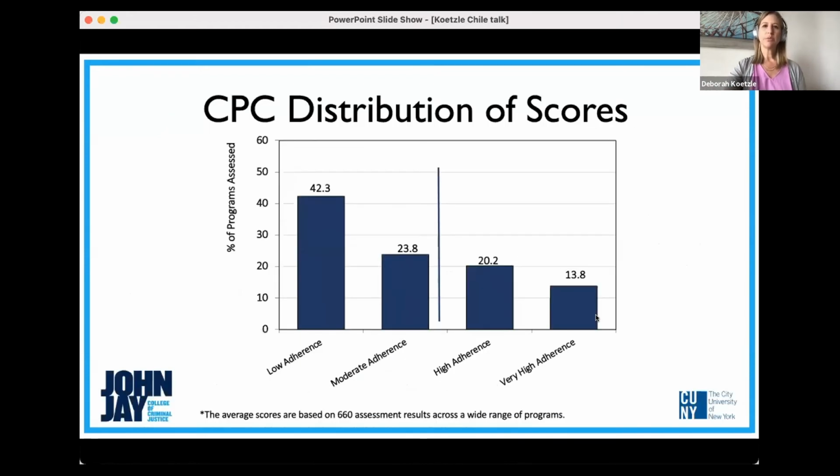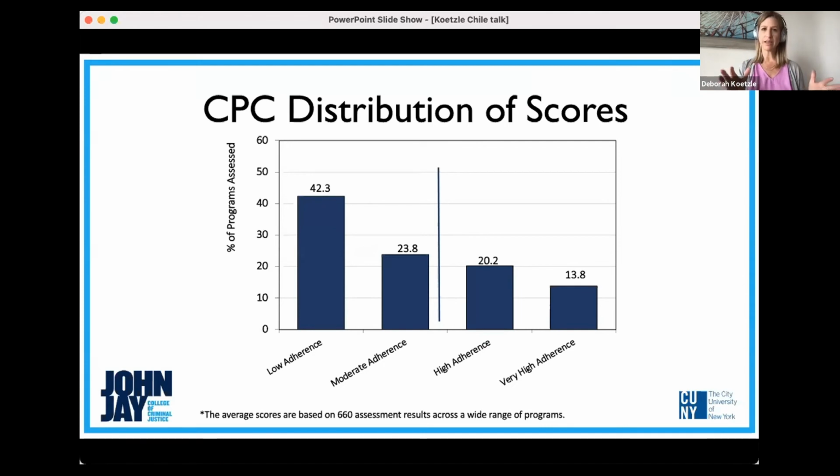When we look at the distribution of scores, so that overall rating, we see that about a third of the programs that have been assessed, again, in the 660 programs, have fallen into the high or very high adherence to evidence-based practices. About 40% fall into low adherence, and about 23-24% moderate adherence. You'll notice this line here, and what that line really represents is sort of a breaking point between programs that tend to be reducing recidivism and programs that are less likely to reduce recidivism.